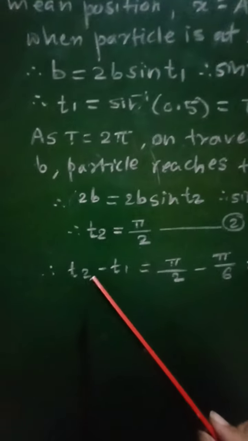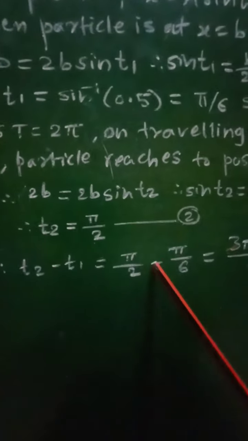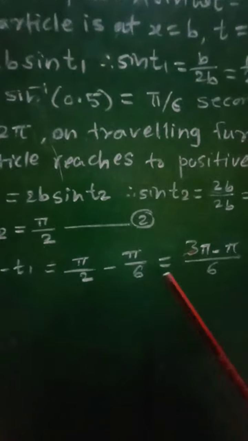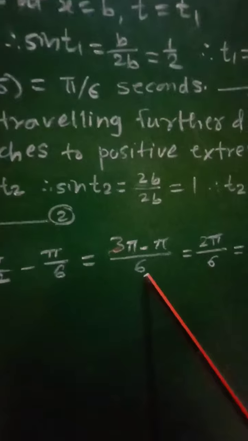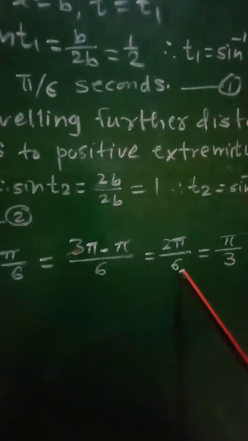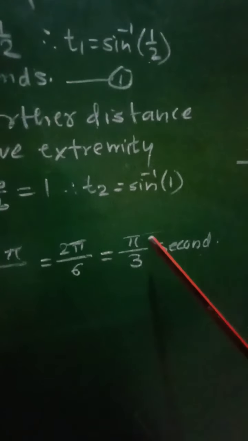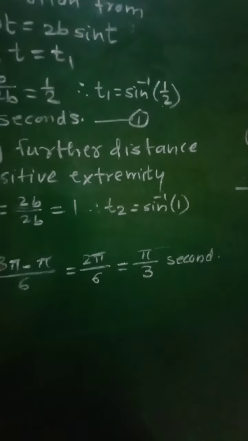And therefore the time interval t2 minus t1 will be equal to pi by 2 minus pi by 6, that is equal to 3 pi minus pi by 6, that will be equal to 2 pi by 6, which is equal to pi by 3 second. So this will be the required answer.